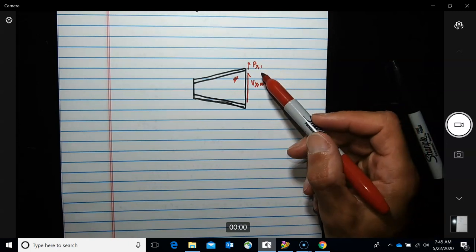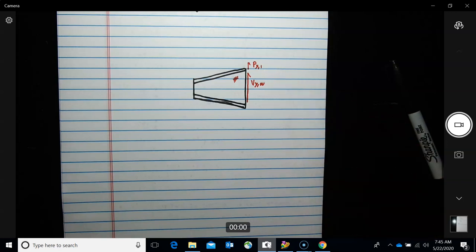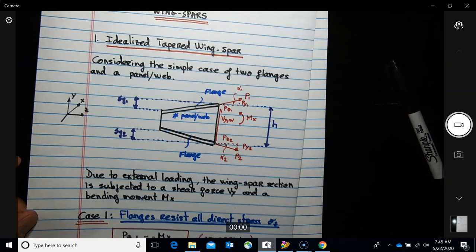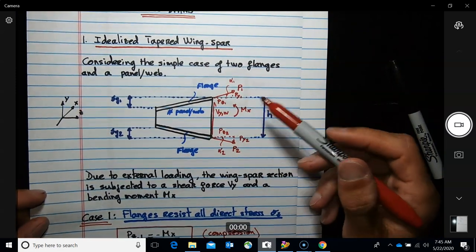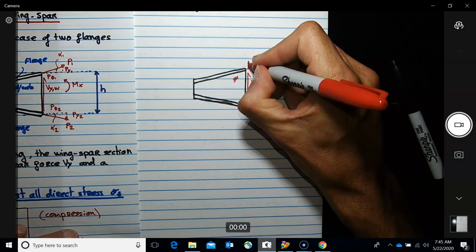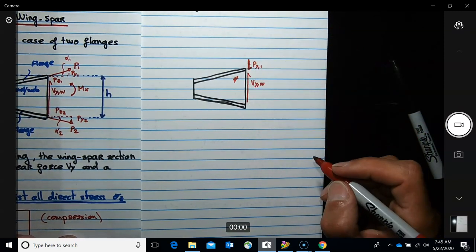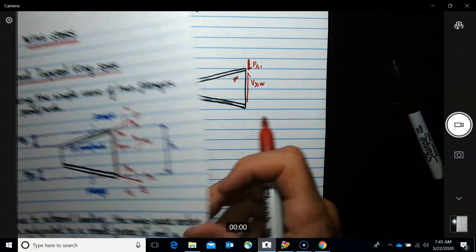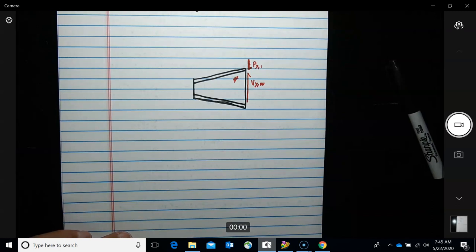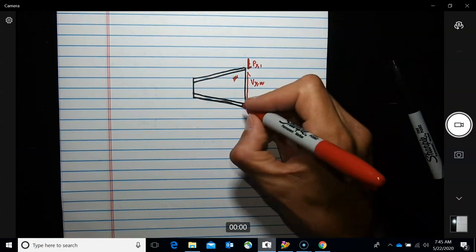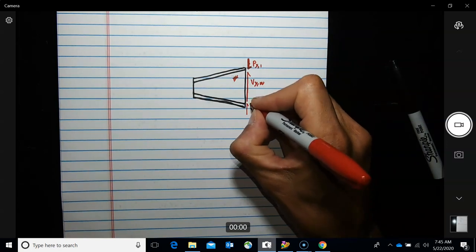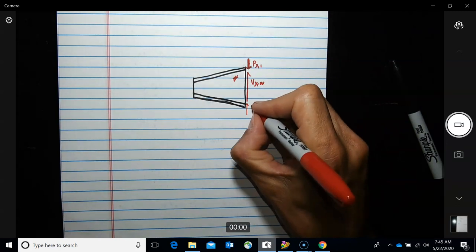I wasn't thinking here about the direction. So let's see. Okay, so the top one we said was in compression, so actually it should be negative, right? So let's say we'll be in that direction, and then due to the moment, okay? And then this one over here will be in tension, so let's say we'll be going up. It will be PY2.